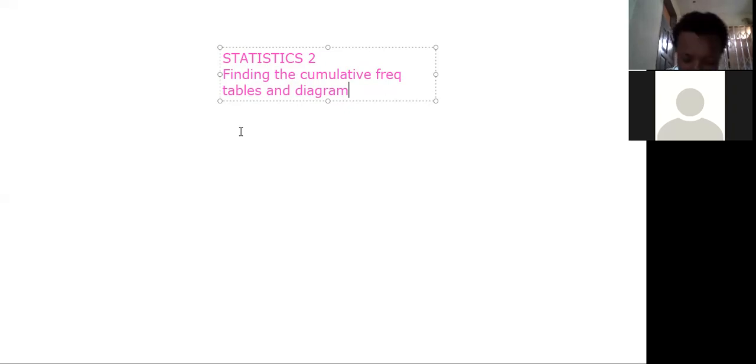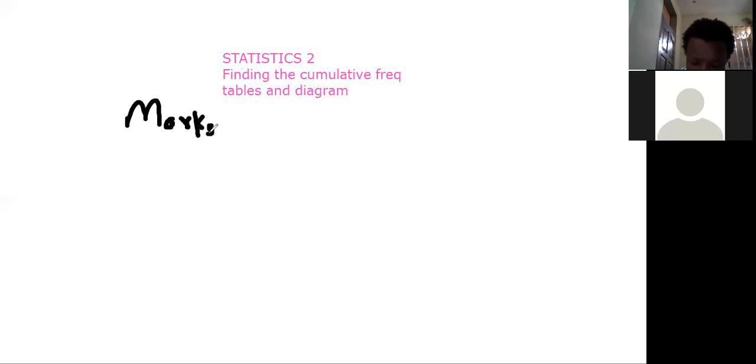Now let's look at the following: the frequency distribution table of the marks scored by 120 candidates in an examination. The first column is marks. We are first going to do the marks. And the next one is frequency.